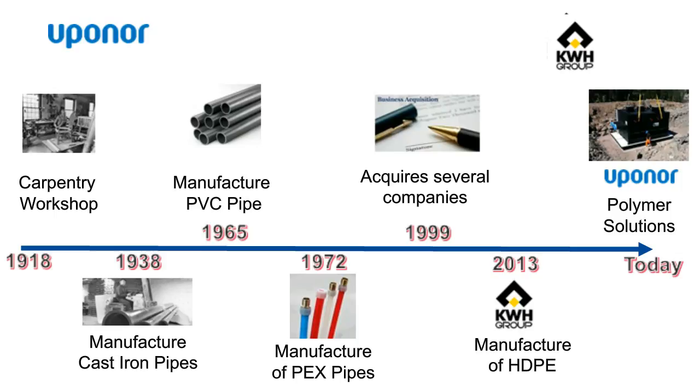KWH has specialized technologies as well as patents within the manufacturing of large diameter HDPE pipe using a technology called Waylight. And today, Uponor offers numerous polymer solutions, and we have expanded beyond just pipe offerings for infrastructure, and now do more solution offerings for stormwater, wastewater, and structural elements.